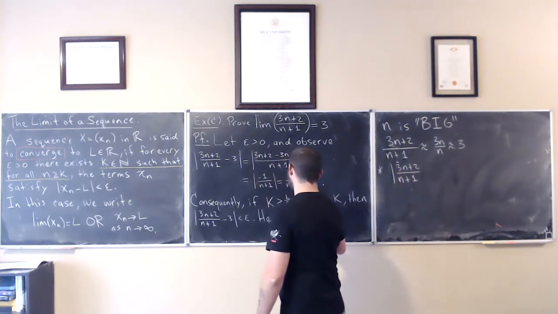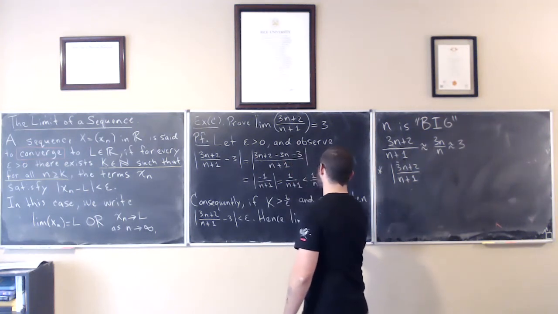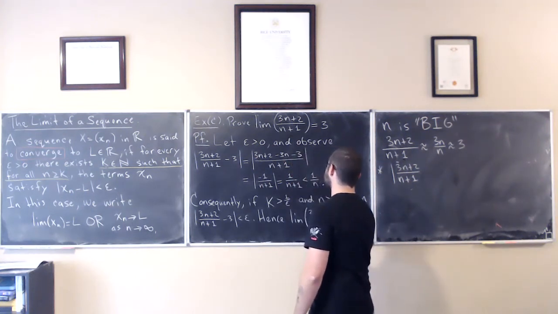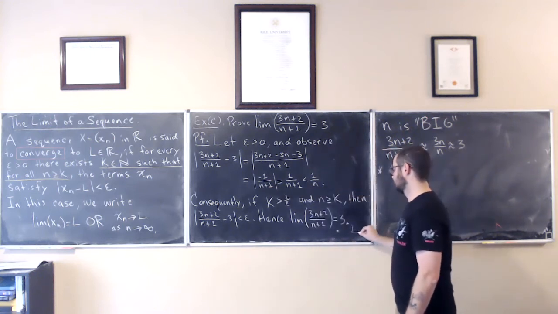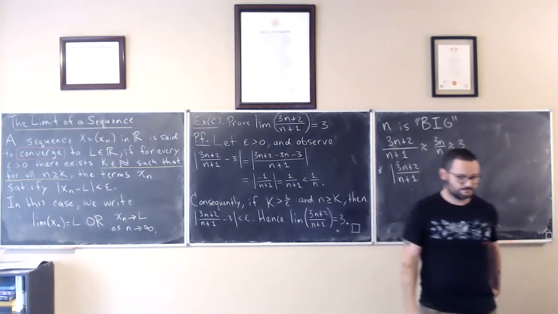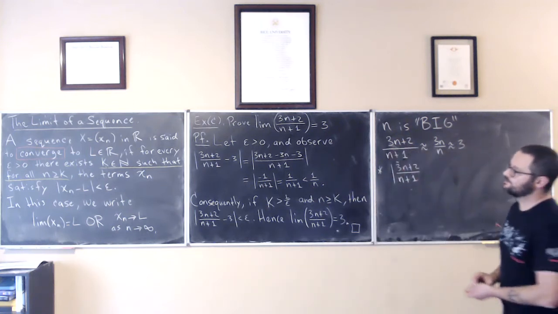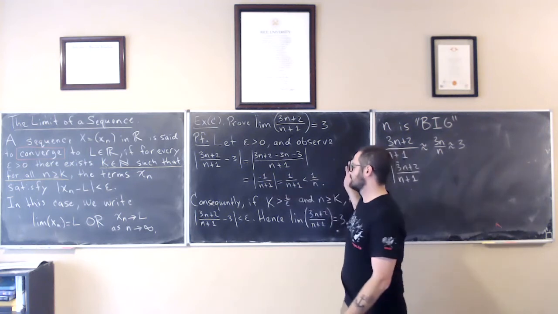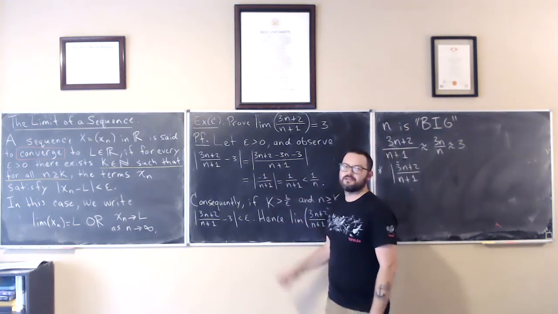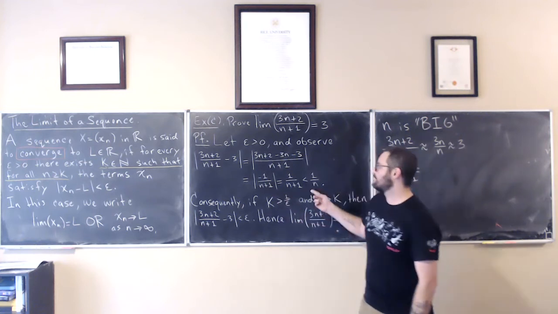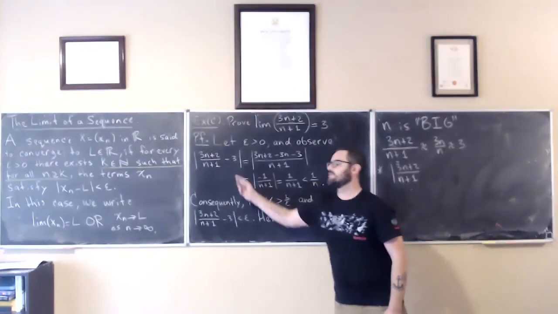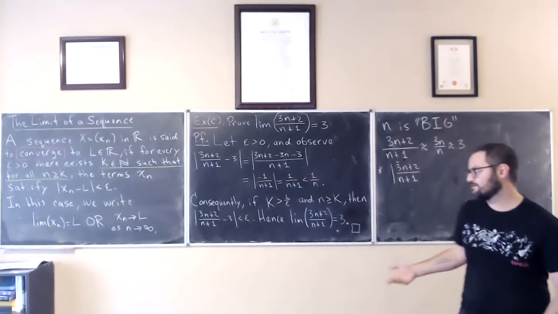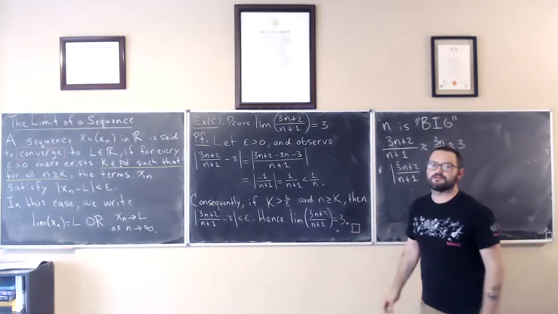So hence, the limit of 3n plus 2 over n plus 1 equals 3. So it's just a different style of doing it where you work out the algebra first, and then you say, oh, if I just choose my index to be this in terms of epsilon, then that is obviously bounded above by epsilon, which means that the distance between the sequence and the limit is arbitrarily close. So we know that the limit is validated and the proof is complete.